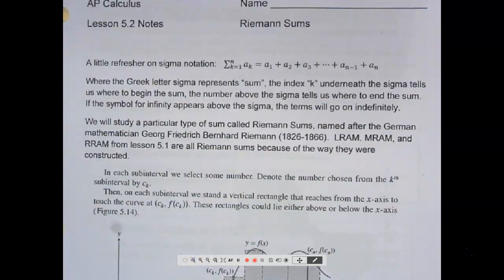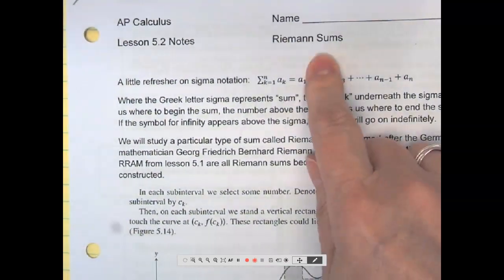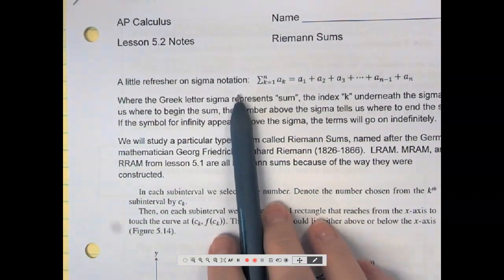Okay, here we go. Lesson 2, chapter 5. All right, so what we're going to talk about today are called Riemann sums. And maybe you already guessed, Riemann is going to be a mathematician's name. So let's do a little refresher on sigma notation.